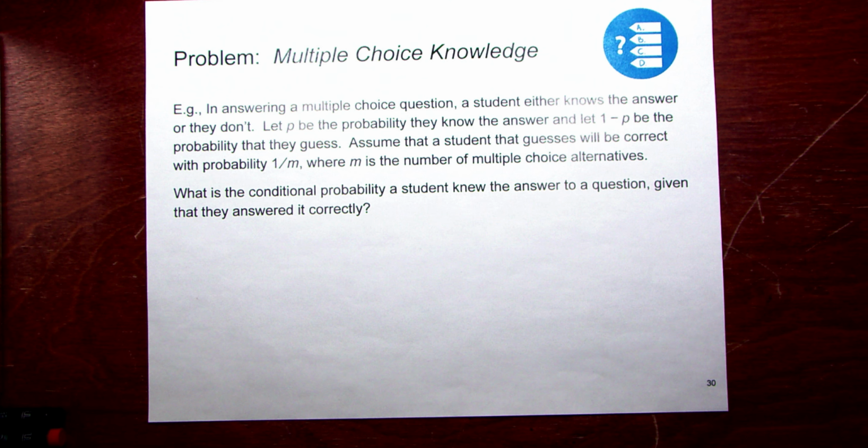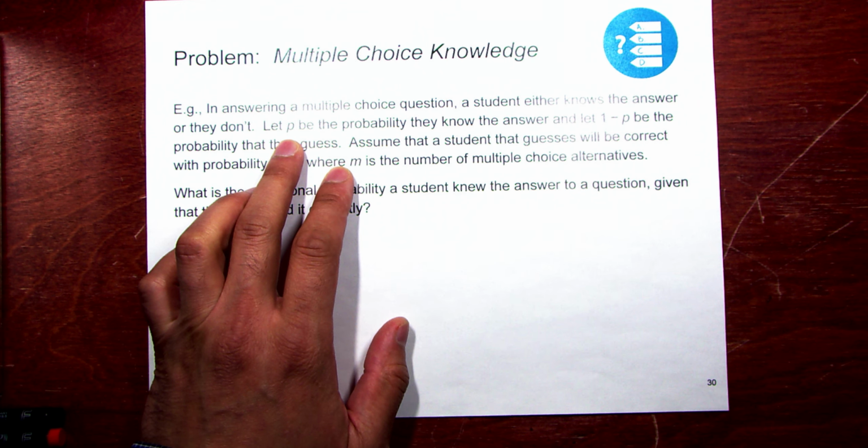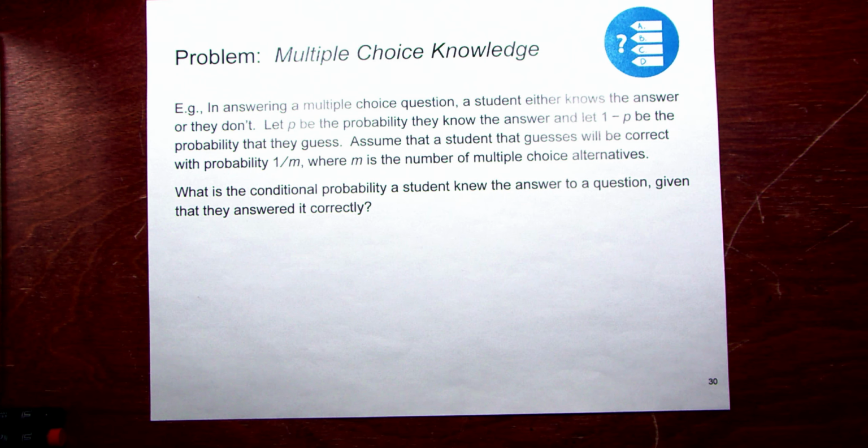Let's say that with probability P, I said 60%, but maybe your knowledge is better, maybe your knowledge is worse, you know the answer to a question. With probability 1 minus P, you don't. In the case that you don't, we model it as you have to guess. In reality, you probably don't have to guess. There may be some other factors that might allow you to eliminate an answer. But let's say that you get it down to a 1 in M chance at any moment.